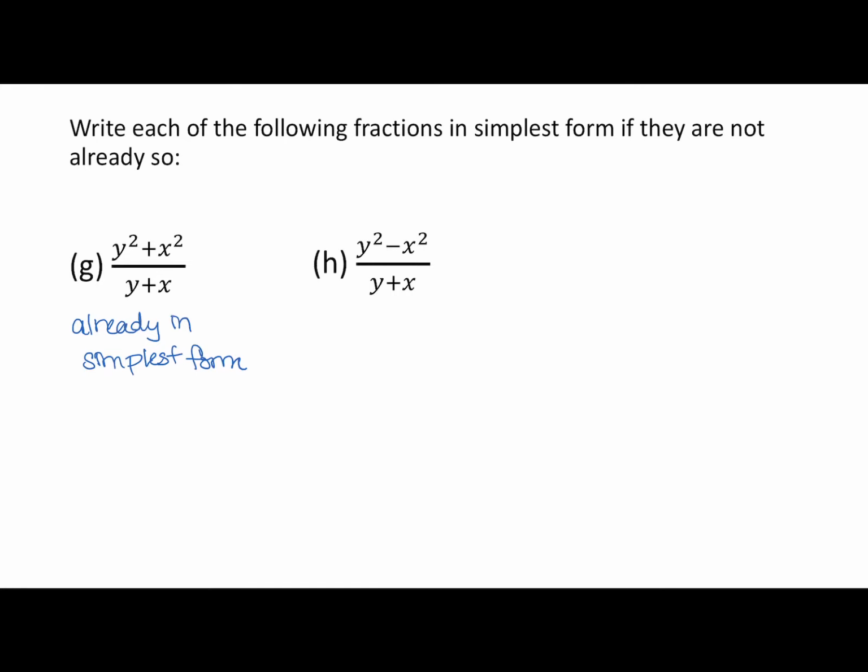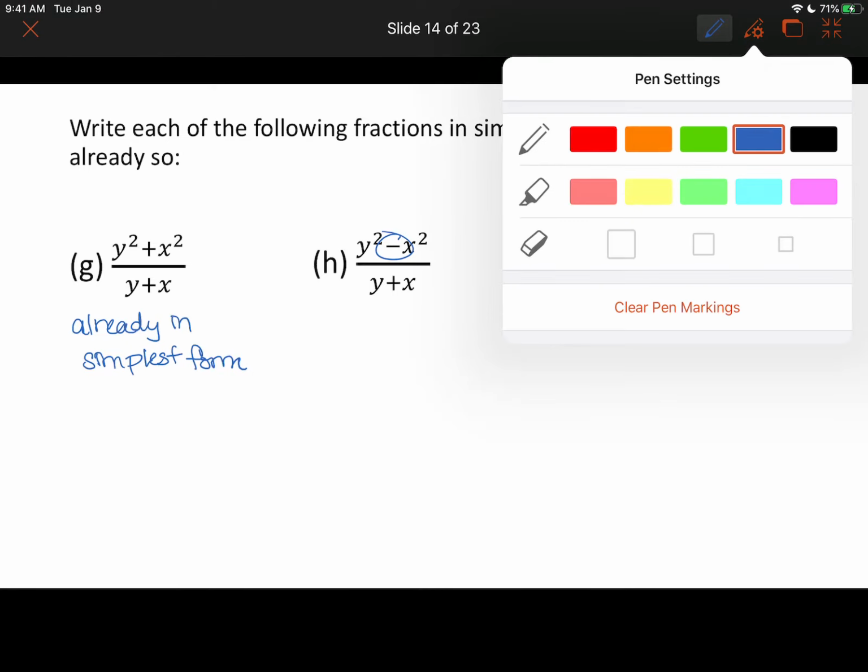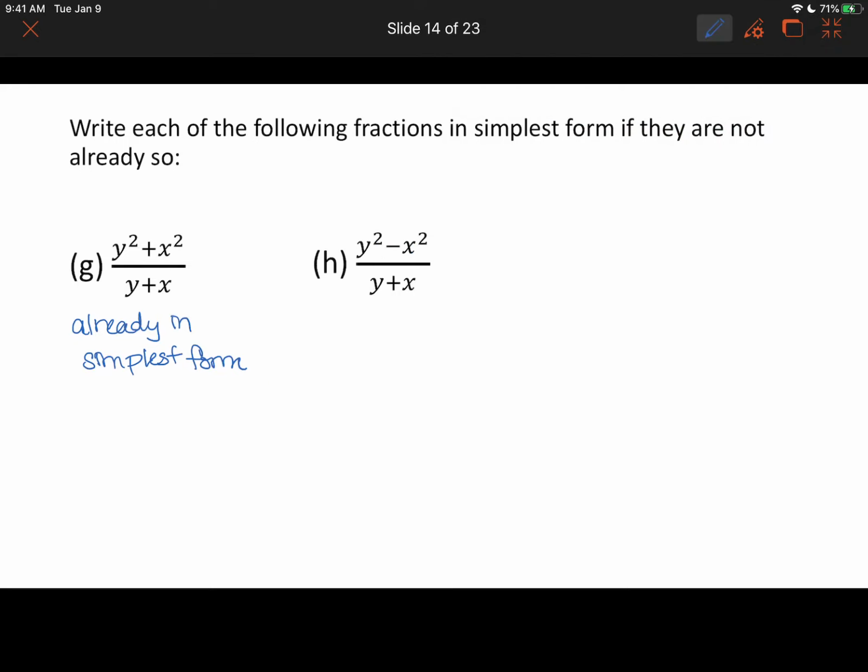Now what about h here? All that's changed is my sign. Now I have a minus here. But that does change the factorability of that numerator. This is our difference of squares, and so we should use our difference of squares formula to factor this as y plus x times y minus x, and it's over y plus x.